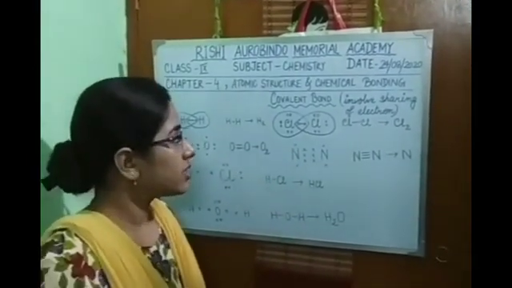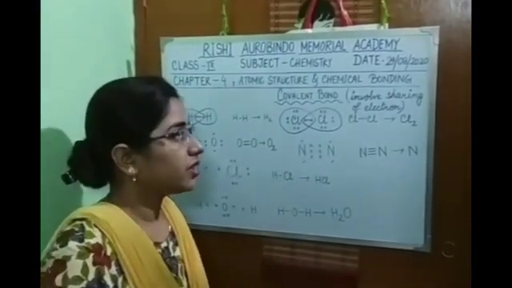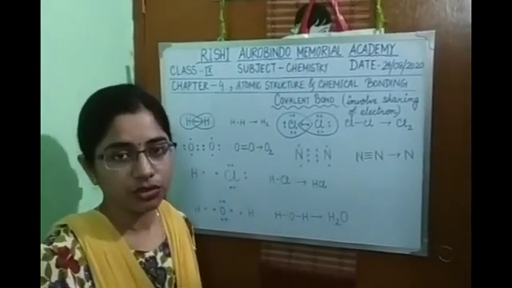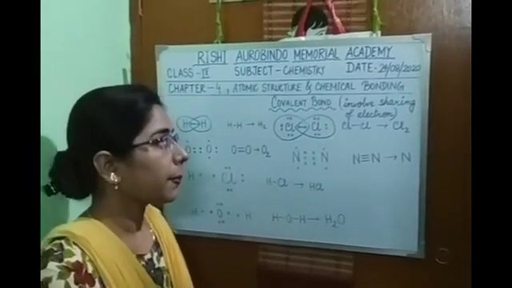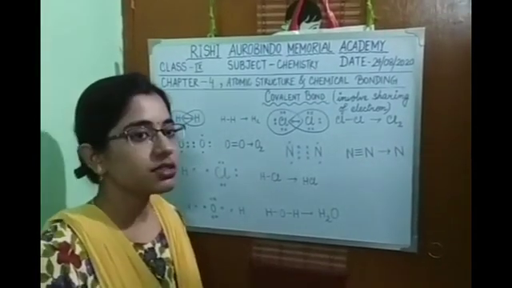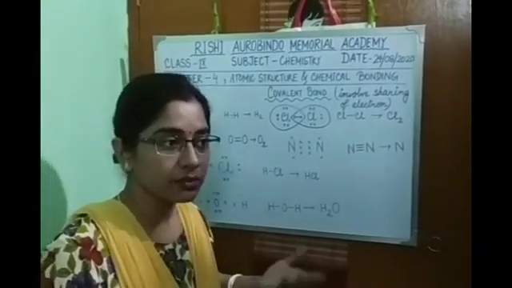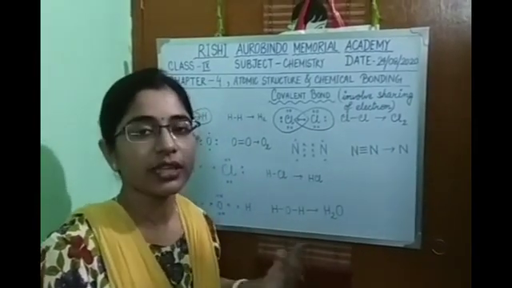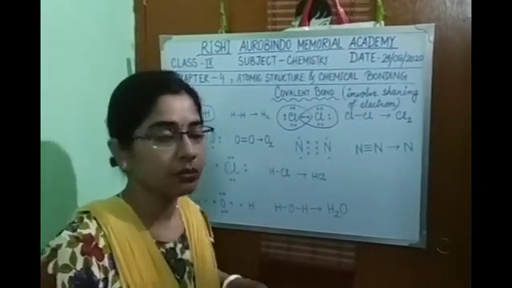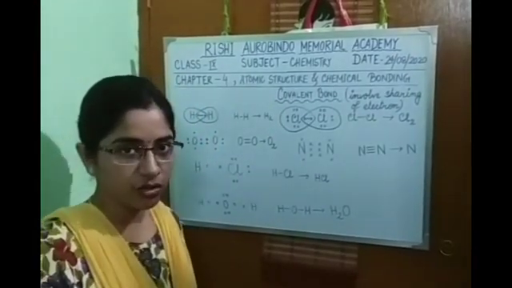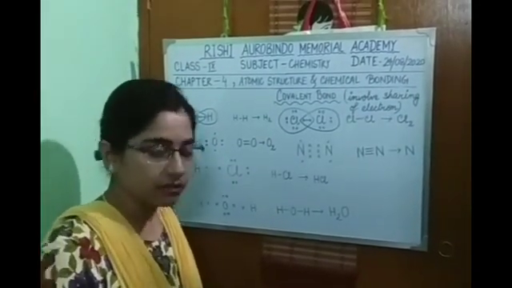Now we are going to discuss covalent bonds. In a covalent bond, the atoms share electrons with each other. As we have discussed, in an electrovalent bond, the atom either loses some electrons or gains some electrons from another atom, but in a covalent bond, they share the electrons with another atom.